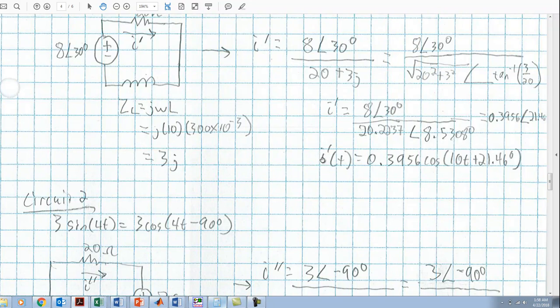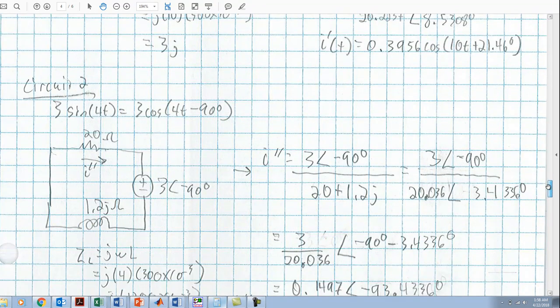And so I prime of t, that is the current based upon the influence of just the voltage source on the left, is going to be 0.3956 cosine of 10t plus 21.46.